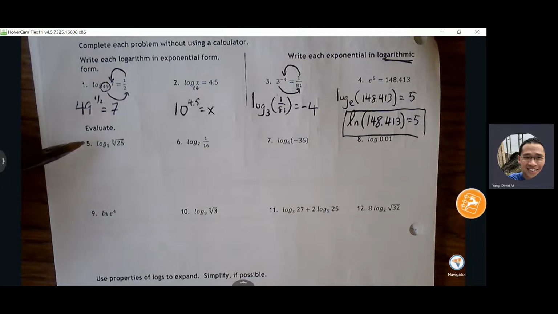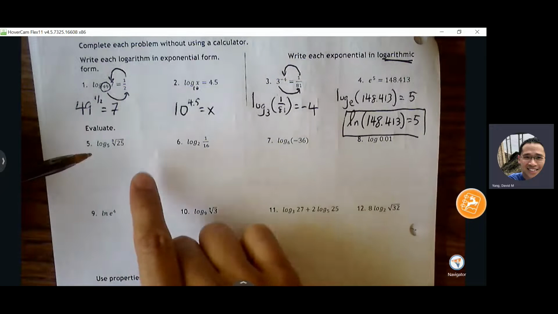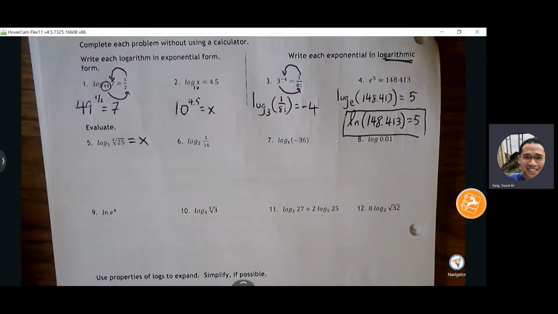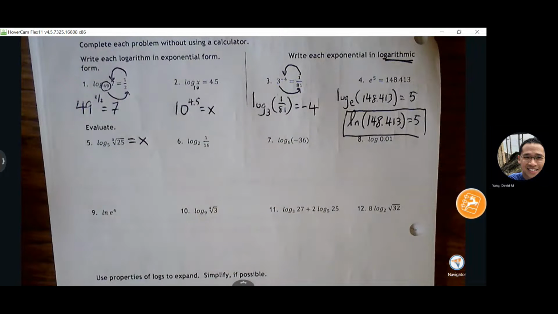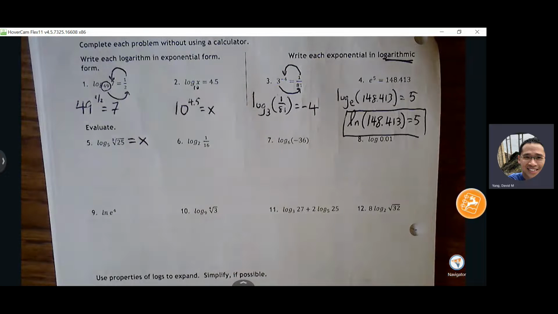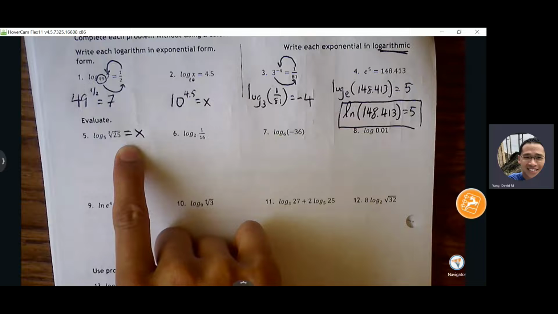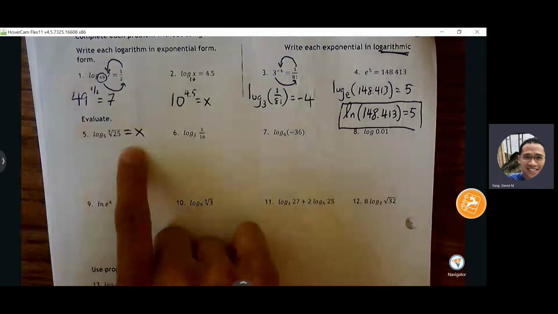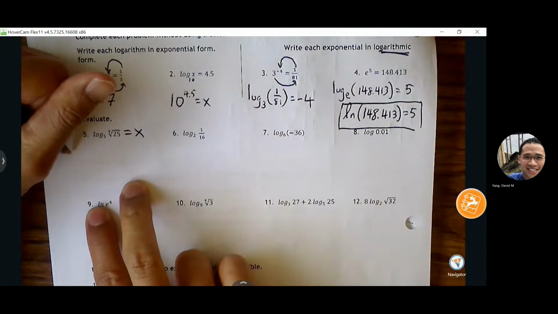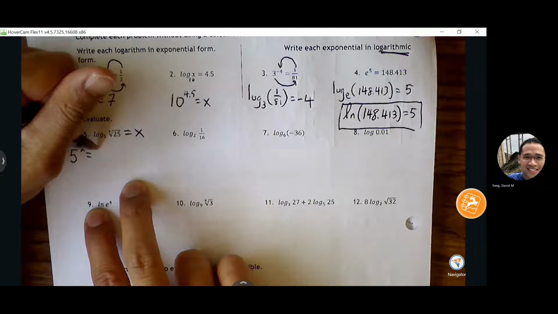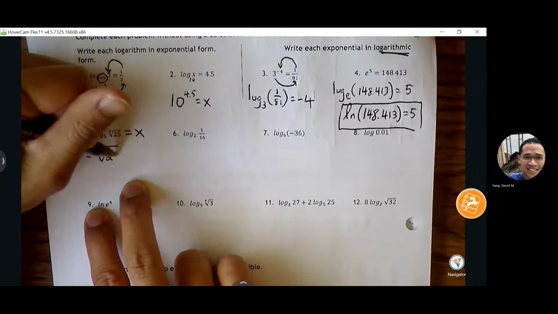Okay, so now evaluating. If you're asked to evaluate, get an equal x to show up, and then just go through converting to exponential form, and things will just become a lot more clear. So let's get that equal x to show up. What's the exponential form? Equals cube root of 25.